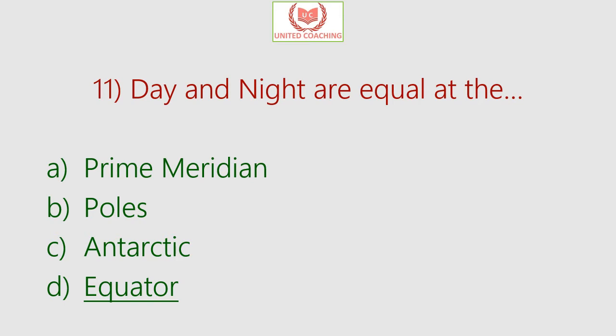Since the equator stays in the same place relative to the sun, the level of sunlight received throughout the year is also nearly constant. So the answer for the question, day and night are equal at, would be equator.